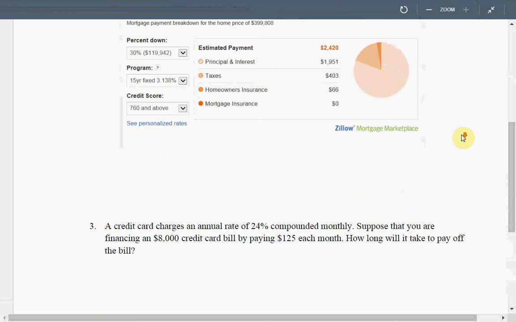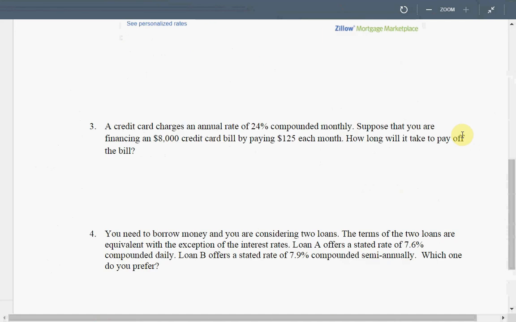Okay, so next question. A credit card charges an annual rate of 24%, compounded monthly. Suppose that you are financing an $8,000 credit card bill by paying $125 each month. How long will it take to pay off the bill? All right, so the story here, as I said, you always focus on the financial relationship. You are financing $8,000, so that means you just borrowed $8,000 from a credit card company. You can use $8,000 to buy a second-hand car, or buy an Xbox One with 500 games. It's really up to you.